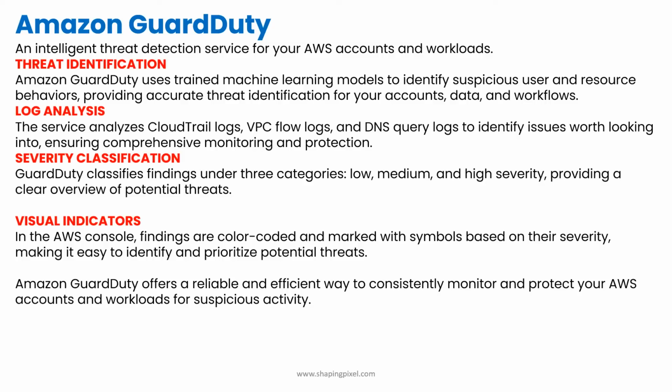GuardDuty classifies findings under three categories: low, medium, and high severity, providing a clear overview of potential threats. In the AWS console, findings are color coded and marked with symbols based on their severity, making it easy to identify and prioritize potential threats. Amazon GuardDuty offers a reliable and efficient way to consistently monitor and protect your AWS accounts and workloads for suspicious activity.